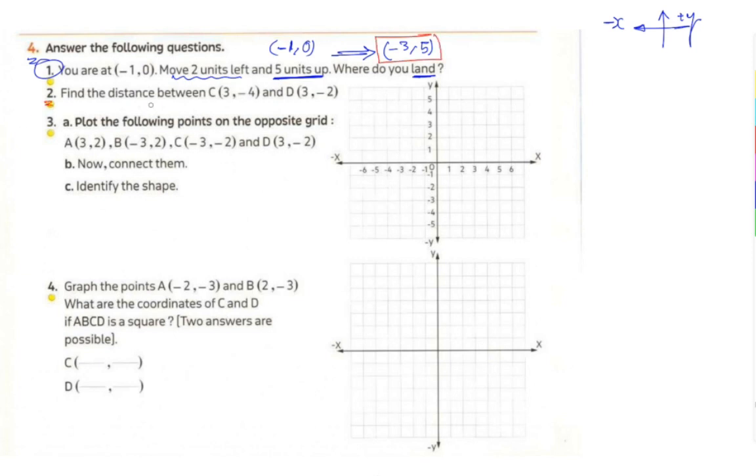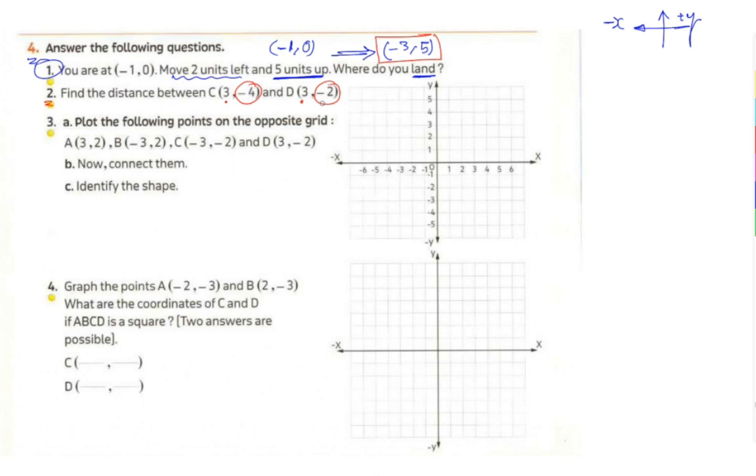Next, question 2. Find the distance between C and D. C is (3, -4), D is (3, -2). That's easy. Both have 3 as the x-coordinate, so the same x means a vertical line parallel to the y-axis. So I have 2 negative numbers.